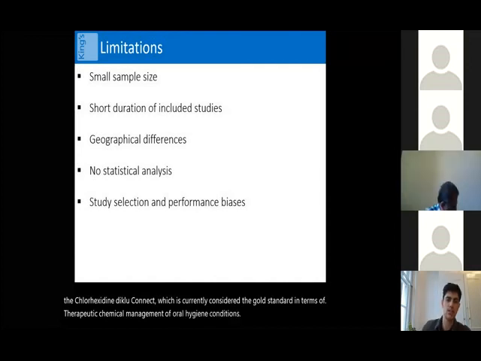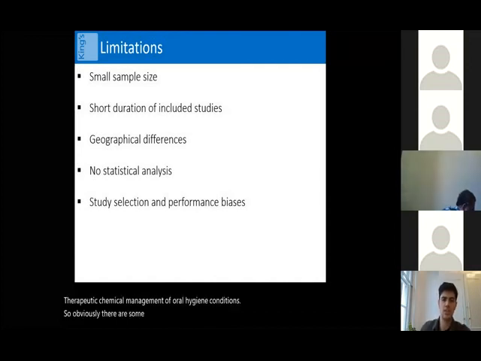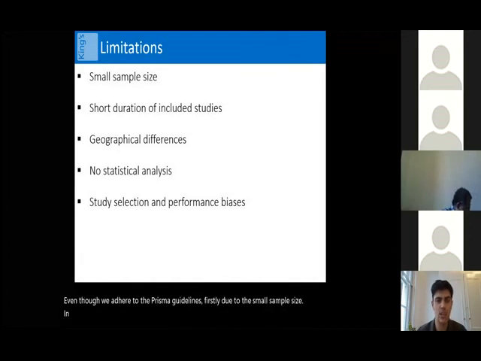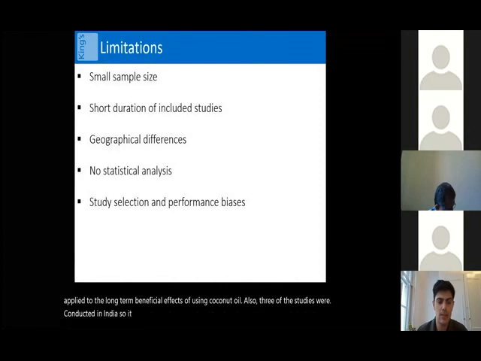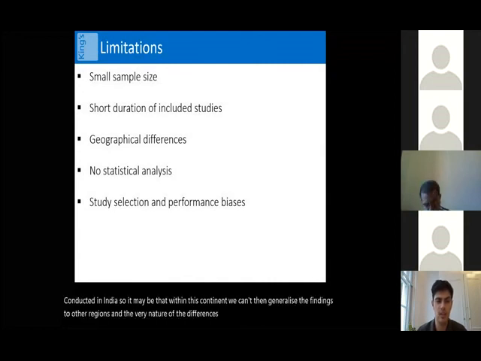So obviously there are some limitations to this systematic review, even though we adhered to the PRISMA guidelines. Firstly, due to the small sample size and the short duration of the study, it's unclear whether these results can be extrapolated and applied to the long-term beneficial effects of using coconut oil. Also, 3 of the studies were conducted in India. So it may be that within this continent, we can't then generalize the findings to other regions. And due to the differences in inter-study methodology, quantitative pooling of results was unachievable. So the distinct correlations and corresponding conclusions, we can't really make them.